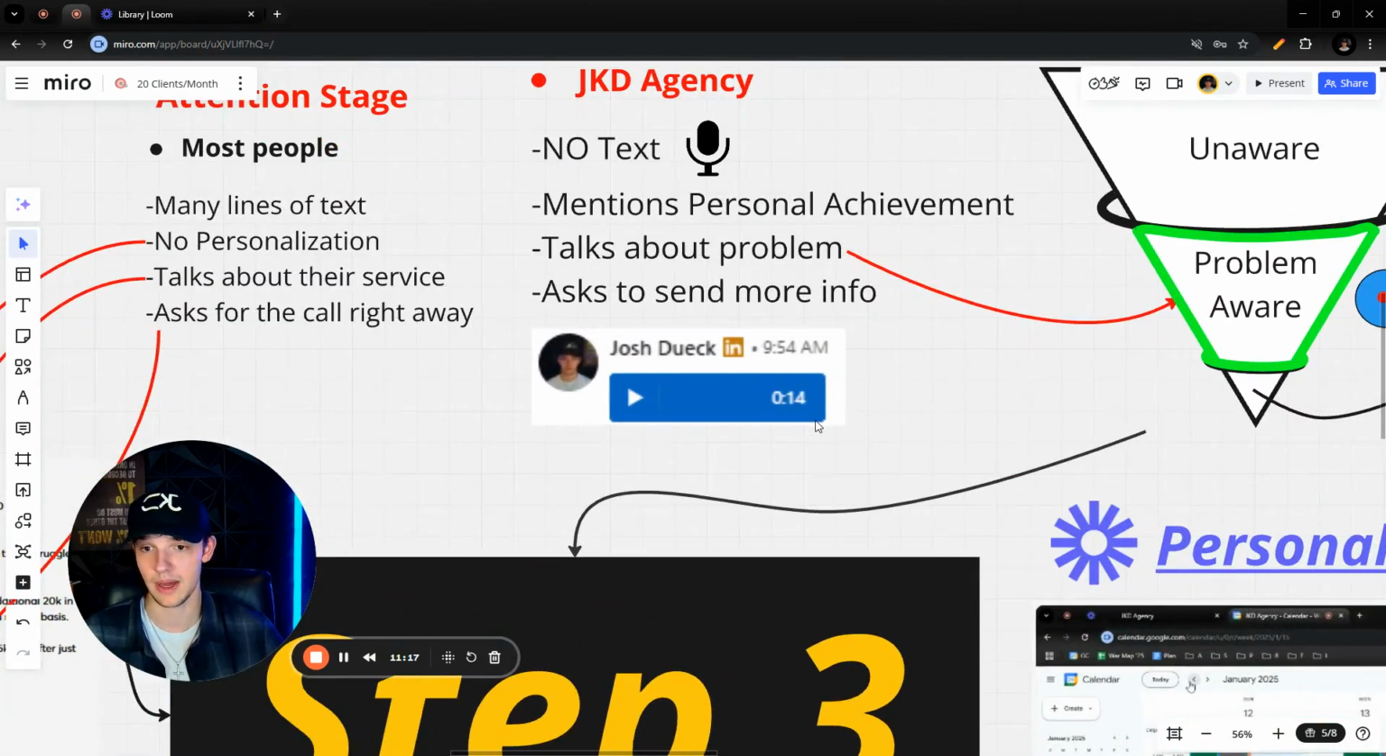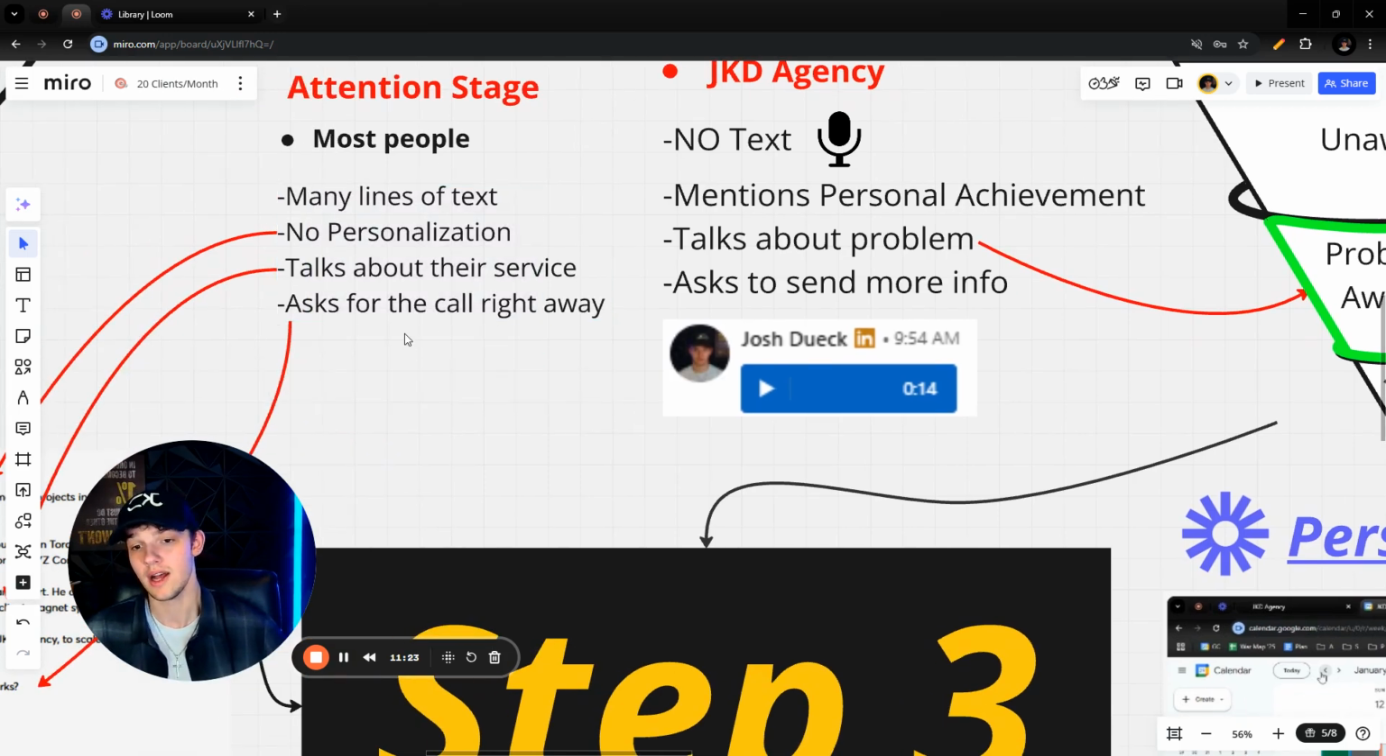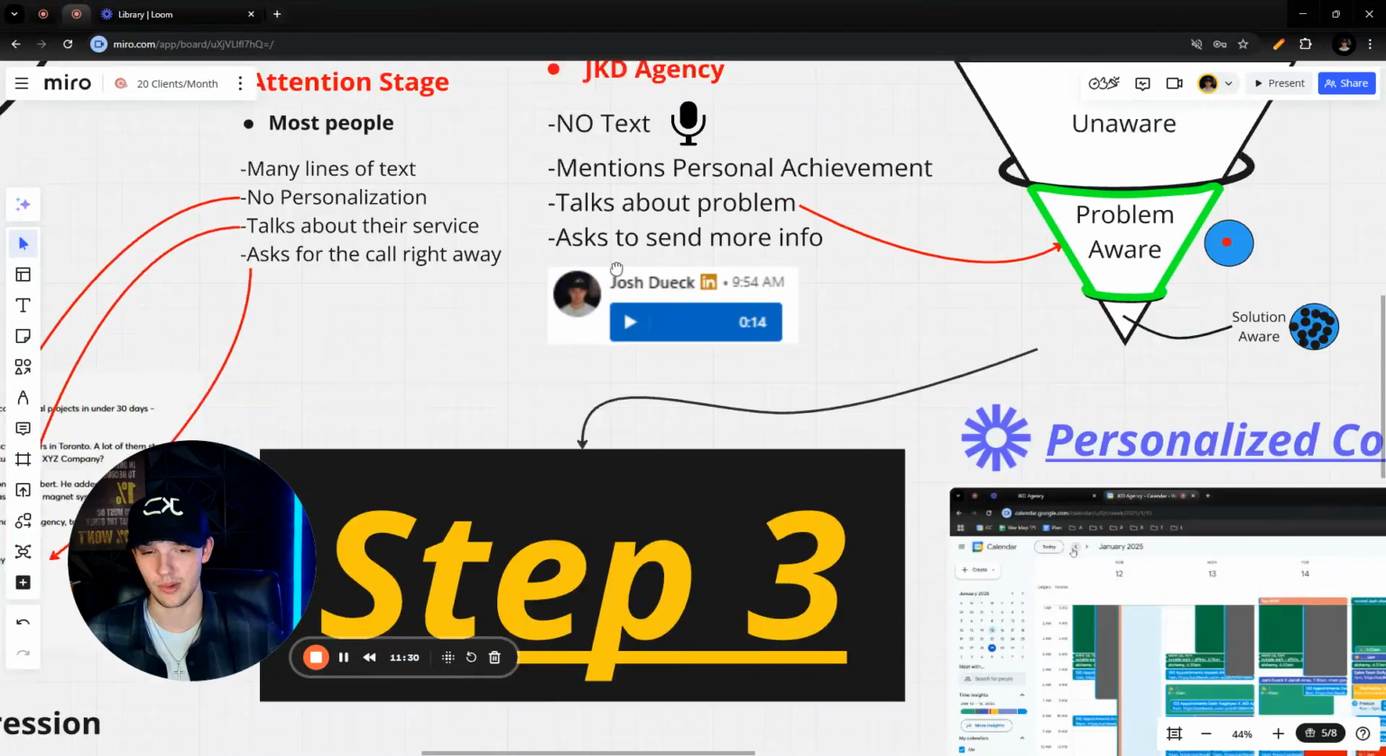But for the outbound, we need to have a balance where we're not taking too long, but also you can't just ask for the call right away, because it's very rare that someone is going to actually accept that. And if they do, then they're going to show up to the call completely cold and never going to buy from you, or very rarely, right?